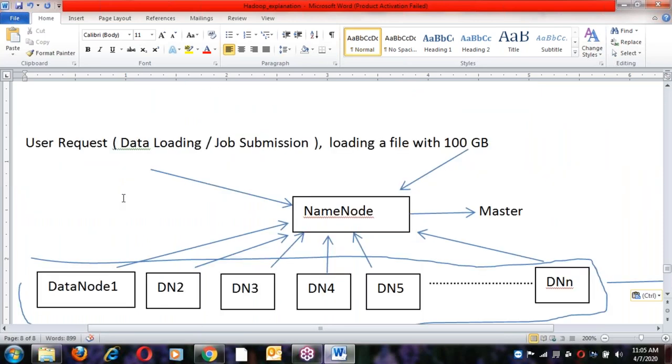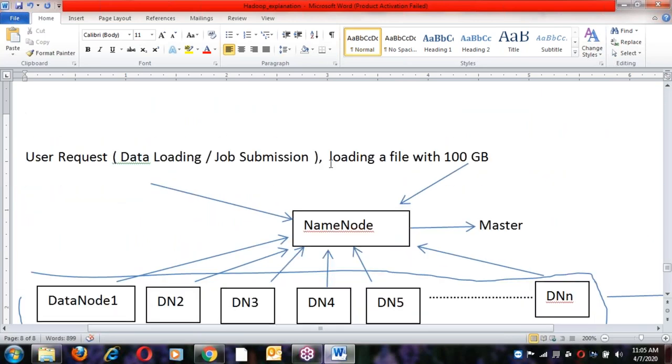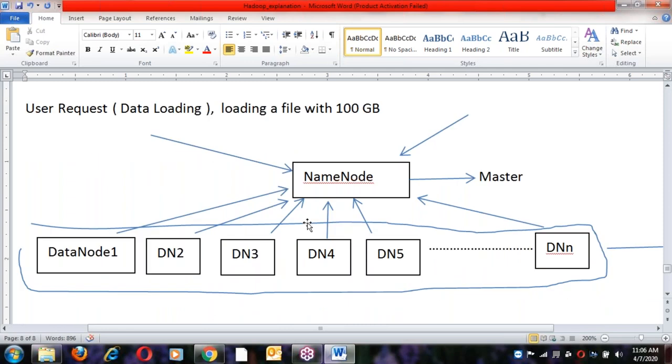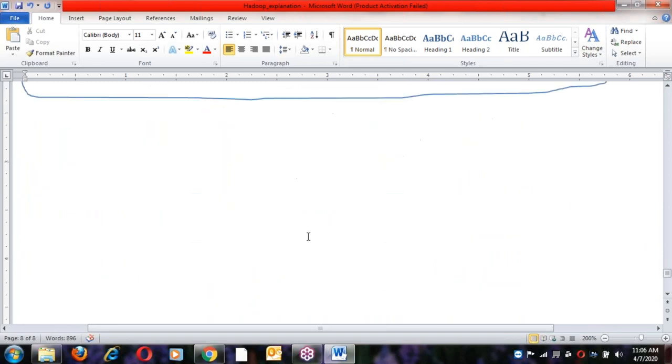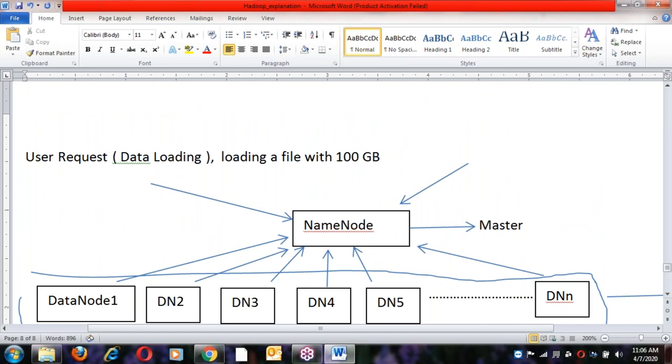Here is the data loading request, the user request. We are loading a file of 100 GB. So 100 GB is equal to 800 blocks, and these 800 blocks are distributed onto multiple nodes in the cluster.